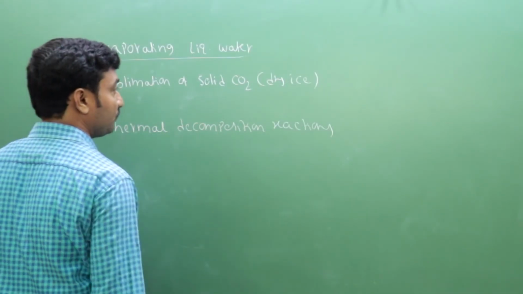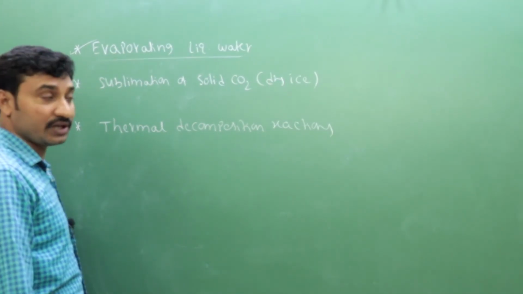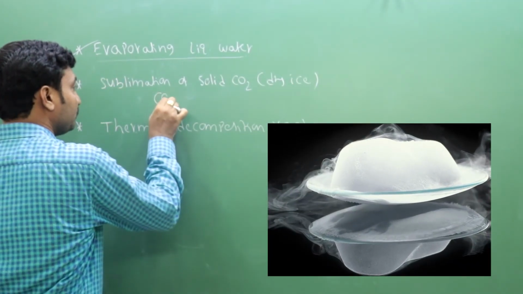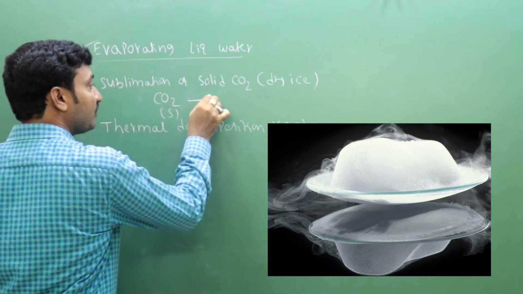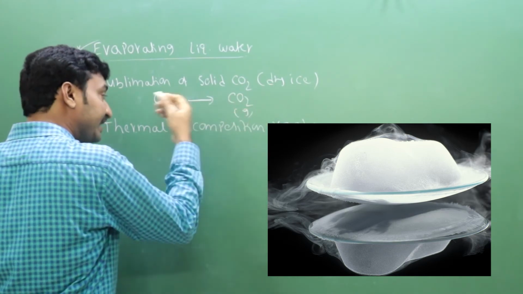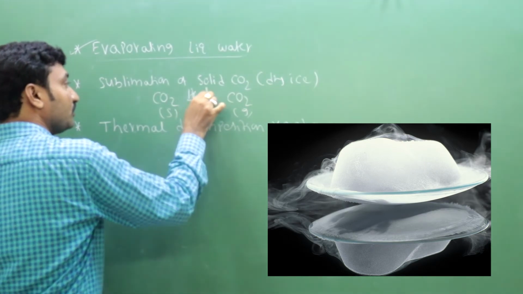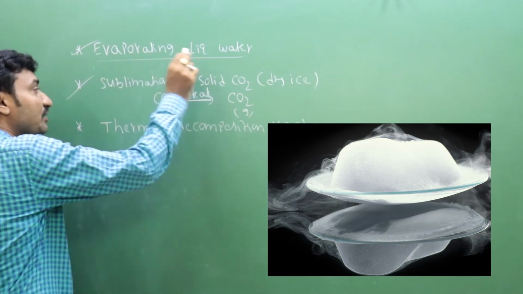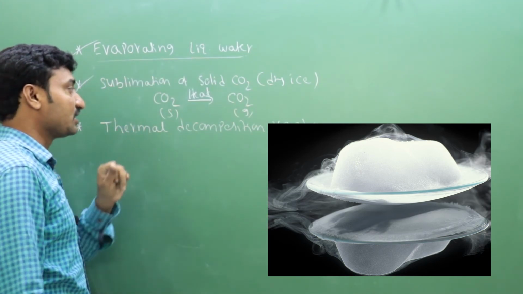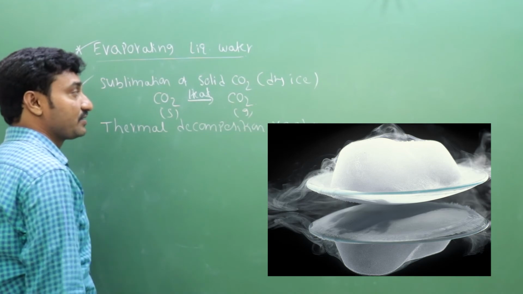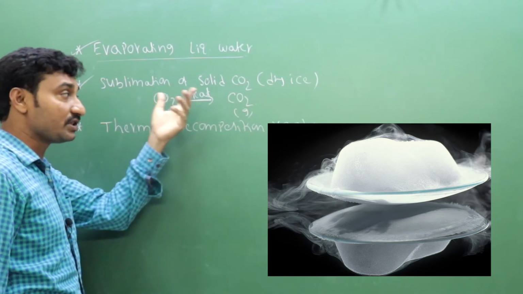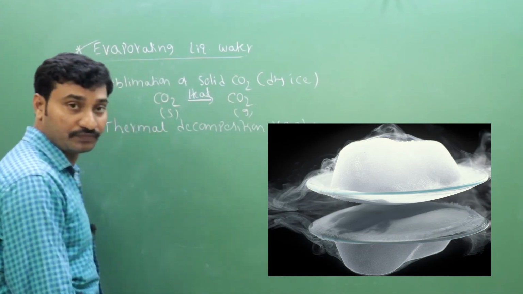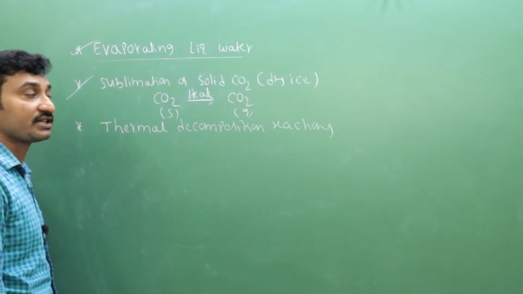Sublimation of solid CO2, known as dry ice. Sublimation is a solid converted into vapor: solid CO2 converted into CO2 gas. It absorbs some heat, so it is an endothermic process. What is sublimation? A solid directly converted into gas by absorbing some heat. So solid CO2 converted into gas CO2 is an example of an endothermic reaction.